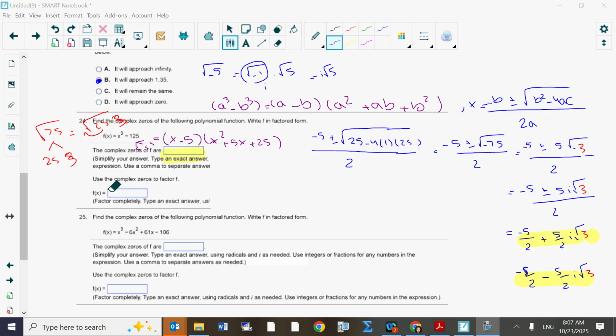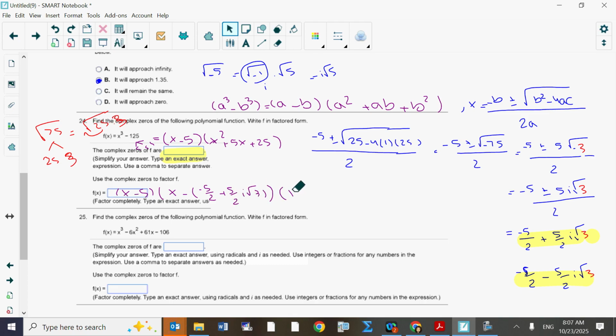Anyway, now I'm going to write the function in the factored form, which is going to be x minus 5, and then x minus negative 5 over 2 plus 5 over 2 i root 3, and x minus negative 5 over 2 minus 5 over 2 i root 3. I'm going to leave the rest for you to distribute the negative and calculate the final answer when it's simplified.